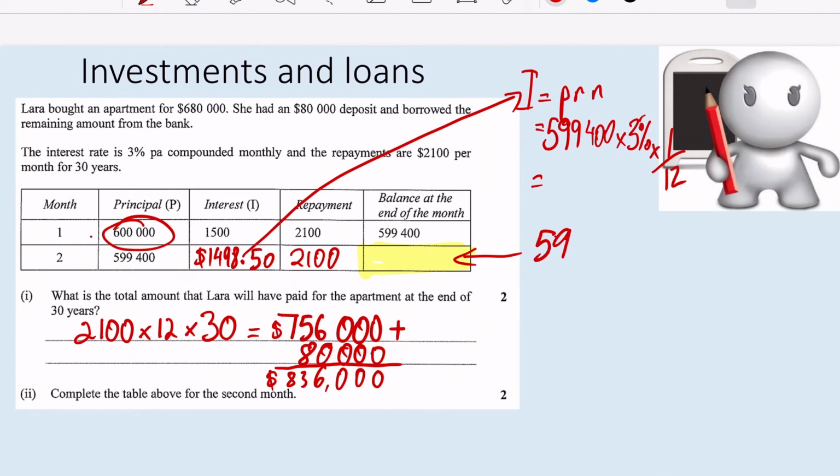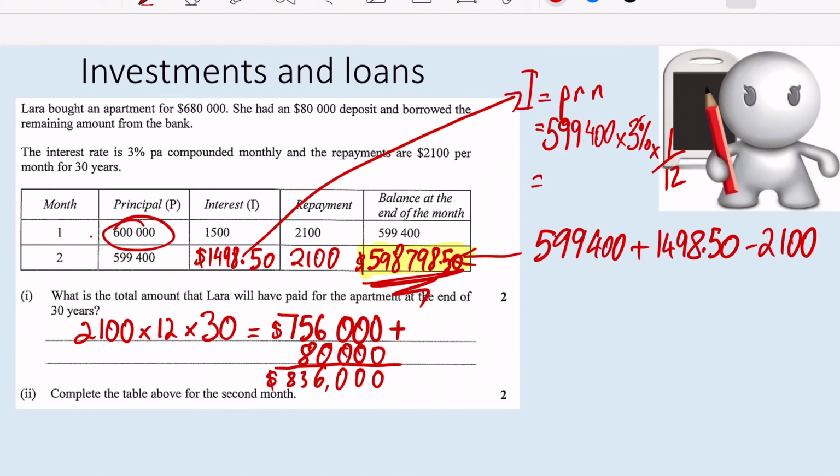All right, and so the balance over here, well, it's going to be this sum. So how much she owes at the beginning of the month, we are going to add the interest and then we are going to take away her monthly repayment. And if you do that, you will get the correct answer, $598,798.50. And that's the answer. A great question.